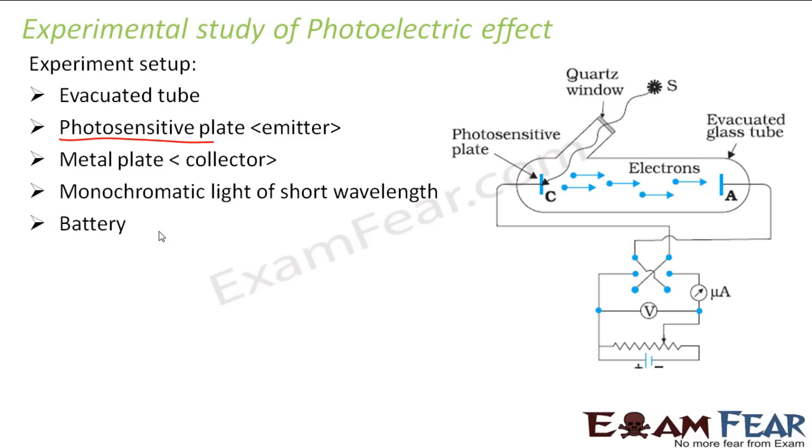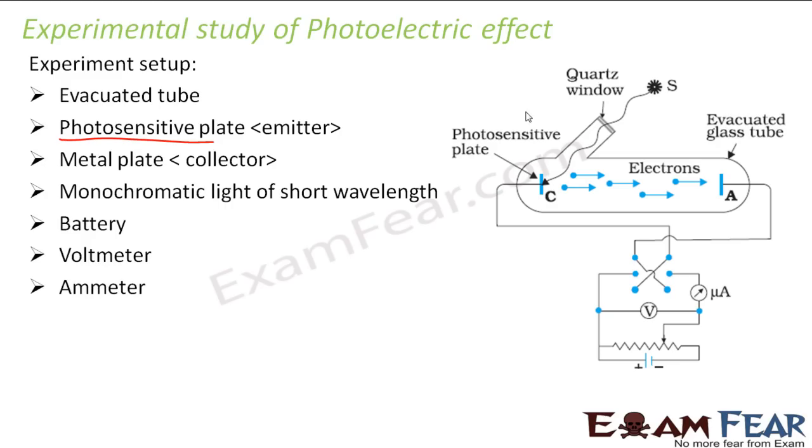Then we have a battery to create an electric field inside the tube, and to maintain a potential difference between the two plates. We have a voltmeter to measure the potential difference between the two plates. And we also have an ammeter which will measure the amount of current flowing through the circuit, that is, the photocurrent.